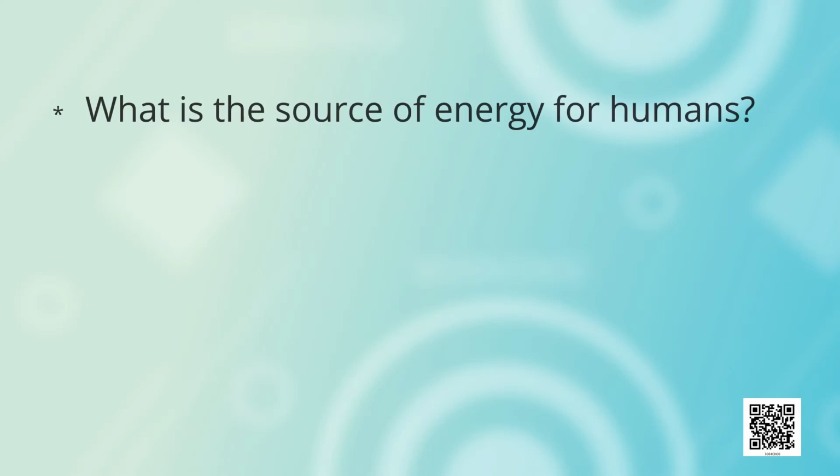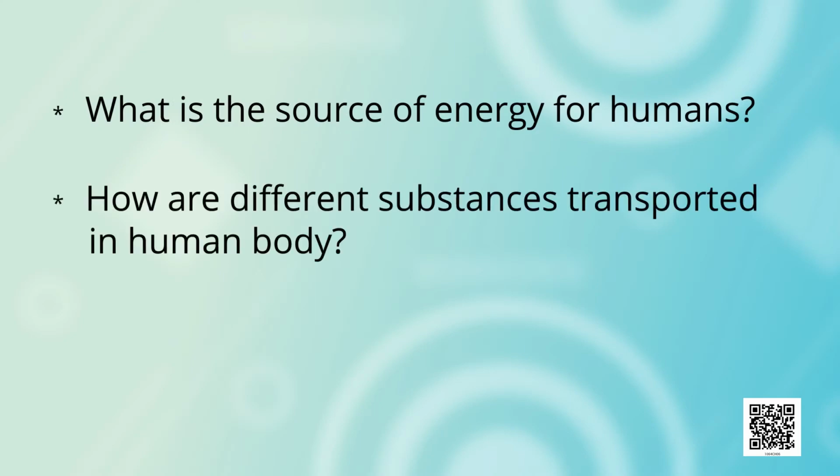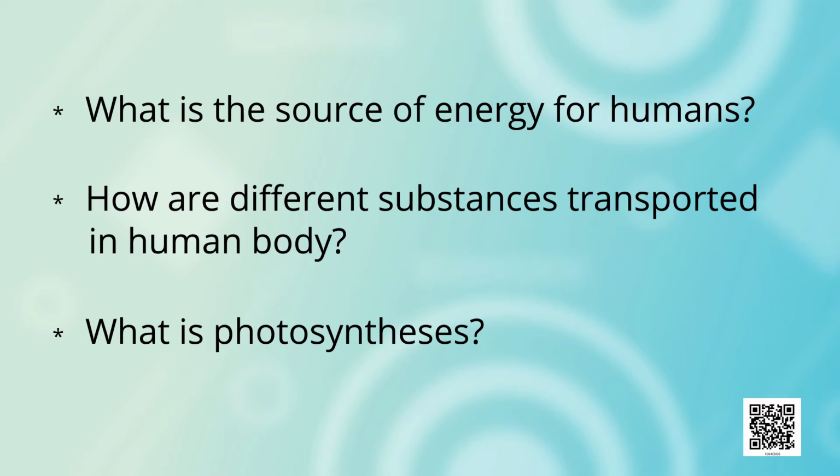Children, today we are going to learn about Chapter 6 of Class 10 of Science, Life Processes. Before starting with the chapter, let us recall what we already know. What is the source of energy for humans? How are different substances transported in the human body? What is photosynthesis? Now we shall see what we are going to learn today.